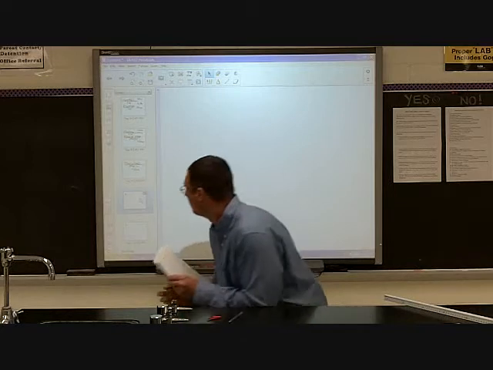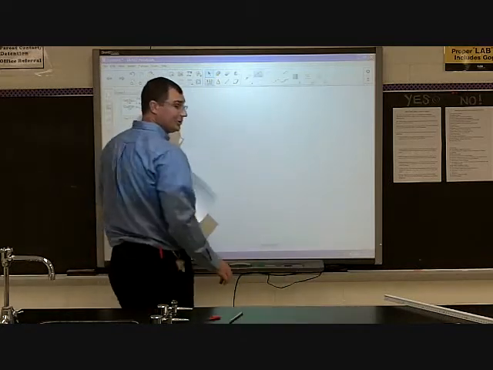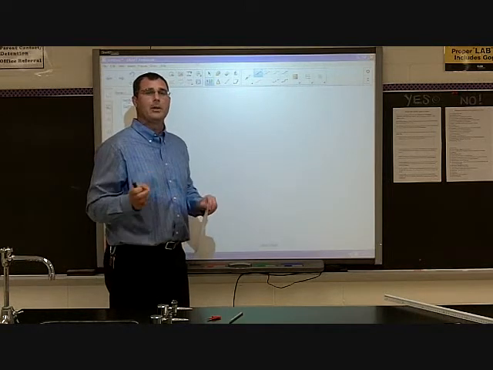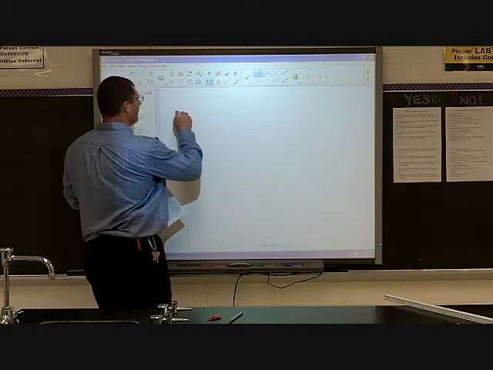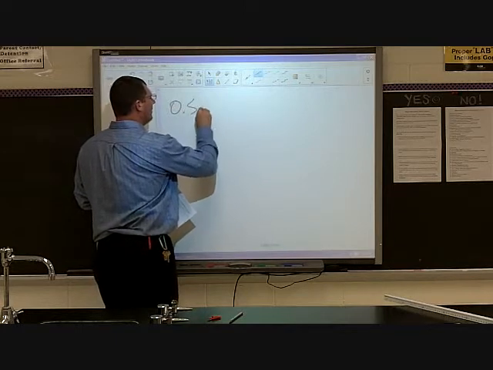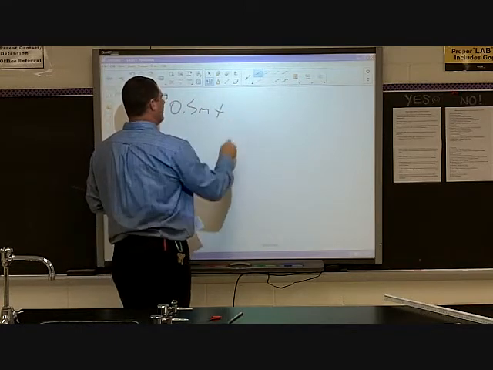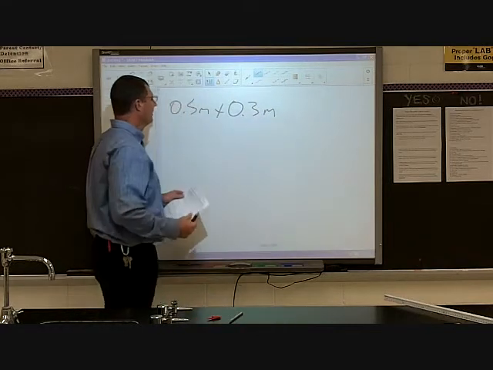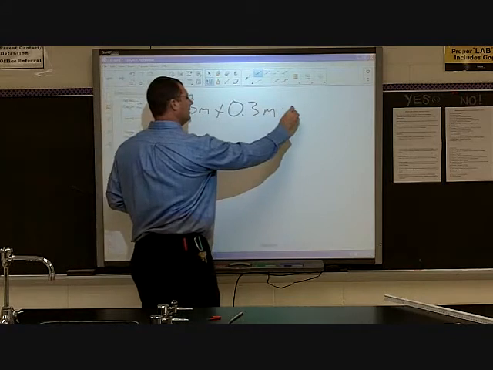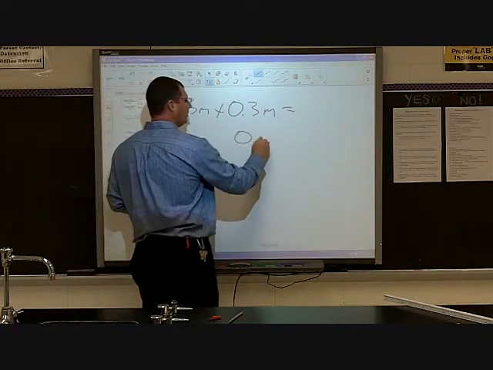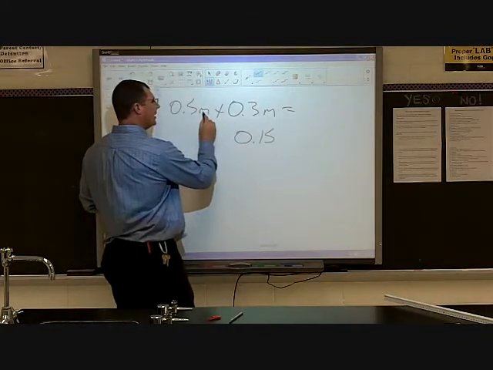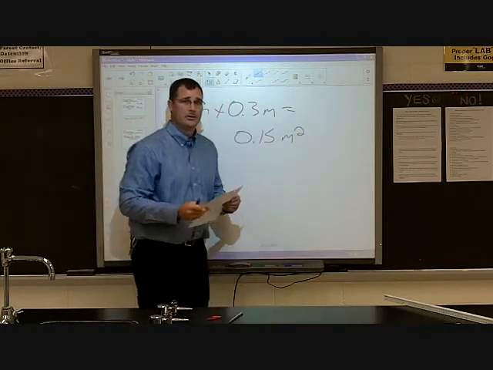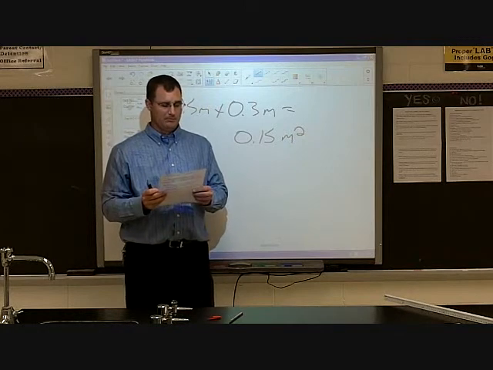So I'm going to go back to my smartboard here. Probably should have just stayed there. But the area of the poster board, I'm going to take the length and multiply it by the width. So if you remember, the length was 0.5 meters. And the width I found was 0.3 meters. Well, if I multiply those together, I get 0.15. And since I'm multiplying meters times meters, it is meters squared. Very important that you write the proper units.